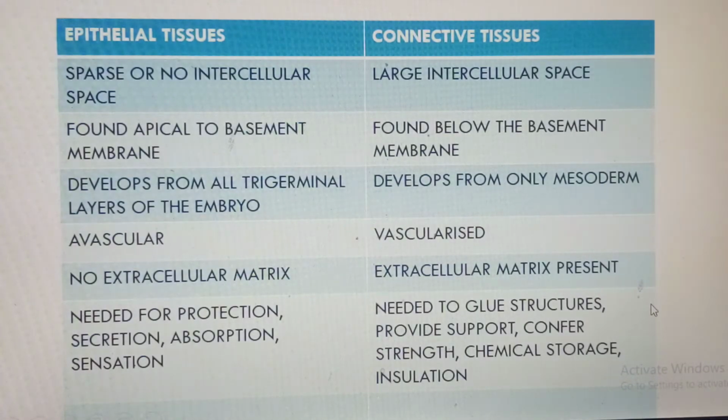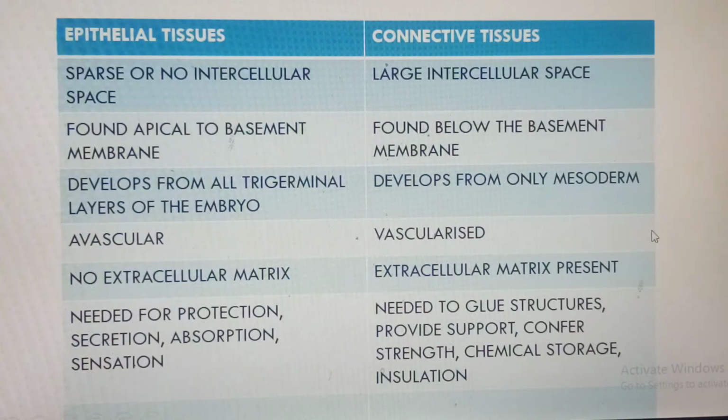Now this non-cellular basement membrane, apical to it is where we are going to find the epithelial tissue, and basal to it is where we are going to find what we call the connective tissue. Now epithelial tissues, we saw, will develop from all three germ layers of the embryo: ectoderm, mesoderm, endoderm. But connective tissue will develop only from mesoderm. Okay, that's what we have to know.